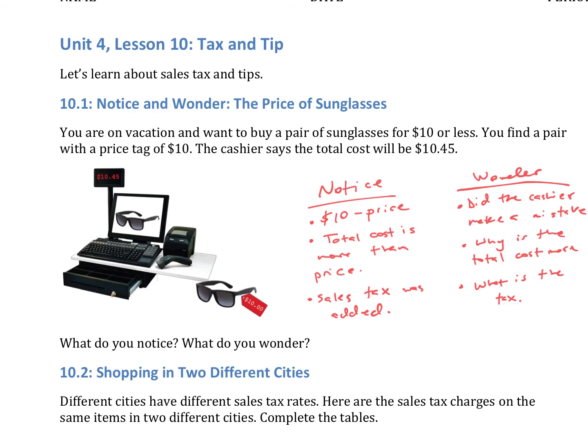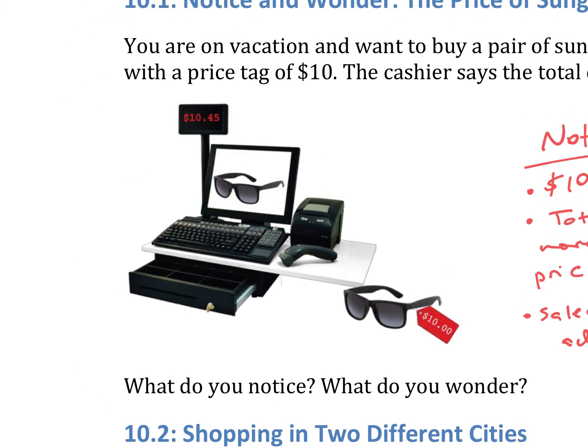So let's look a little bit closer at this and talk about what's happening here. In the United States, when you purchase an item, unless you are part of a not-for-profit group, you do have to pay sales tax. So in this case, we know that the sales tax was 45 cents because the price of the sunglasses was $10 and the total cost was 45 cents more than that. So we know that that is the sales tax.